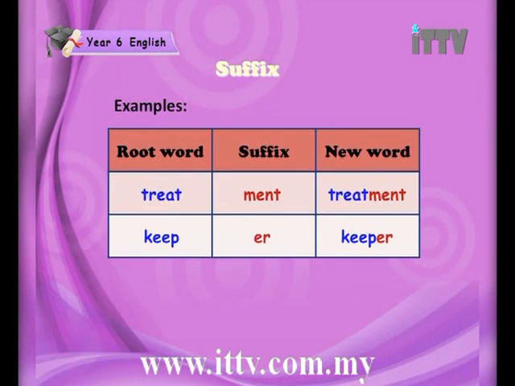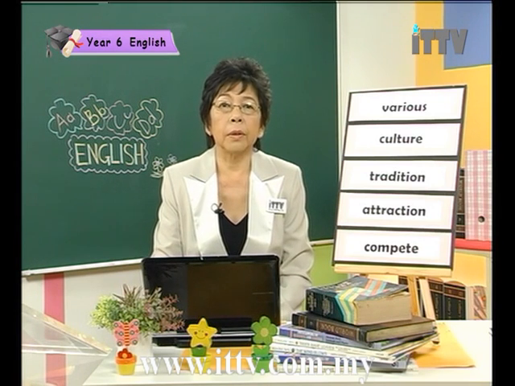More examples, children. Treat, the suffix ment becomes treatment. Treat is a verb. When you add the suffix ment, it becomes a noun. The next word, keep. You add the suffix er, it becomes keeper. Keep is a verb. You add the suffix er, it becomes a noun. The keeper of something. Alright?